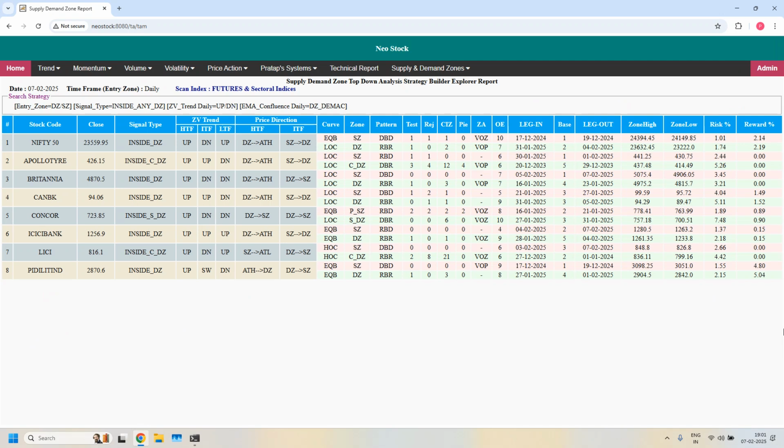All these 8 daily demand zones are having daily EMA confluence. And current price closed inside the daily demand zone. NIFTY is also listed. NIFTY, this demand zone is having daily EMA confluence. But not a high liquidity zone, but having EMA confluence. And daily trend is uptrend. So this is about price closed inside the daily demand zone.